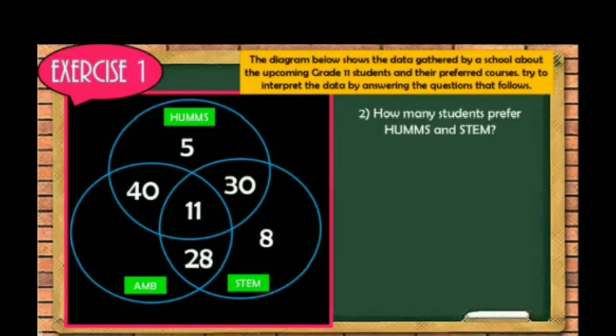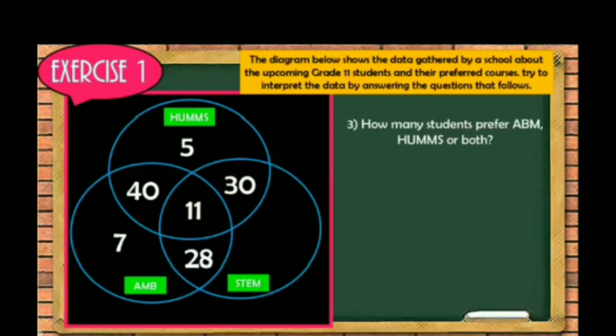Next, number 2. How many students prefer UMS and STEM? As you can see in the data, we look at the students who enrolled in UMS and in STEM. So we're going to get the common between the two. The numbers of students who prefer both UMS and STEM are 11 and 30. So we write 11 plus 30, and we have 41. There are 41 students who prefer UMS and STEM. The concept being used is the intersection of the sets.